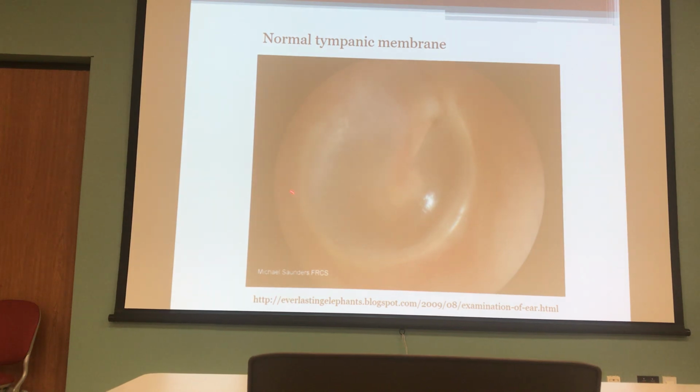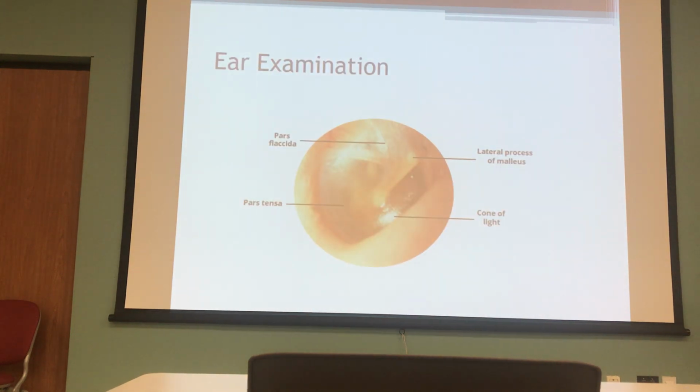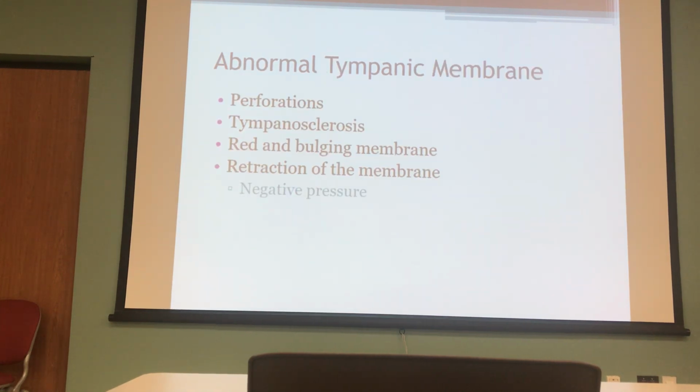Tympanic membrane. This is your normal tympanic membrane. This is what the normal tympanic membrane looks like. It's a pinkish pearly gray. Okay? You do not have to know these. The pars flaccida, you don't have to know this. Lateral process of malleus or pars tensa, you don't have to know that. But Dr. Abuha would like you to know where the cone of light is.